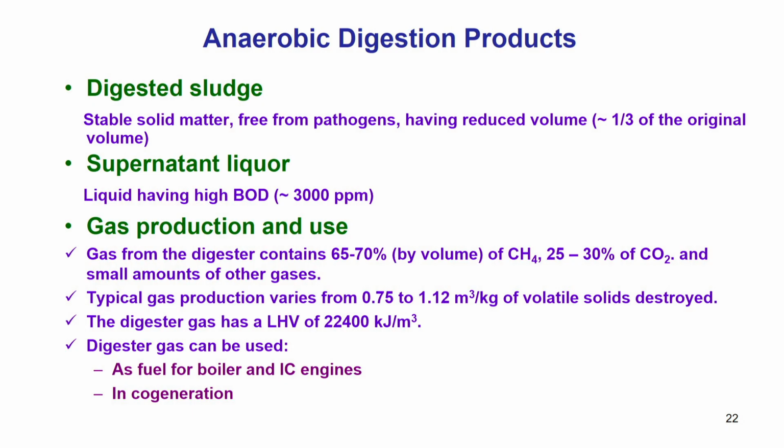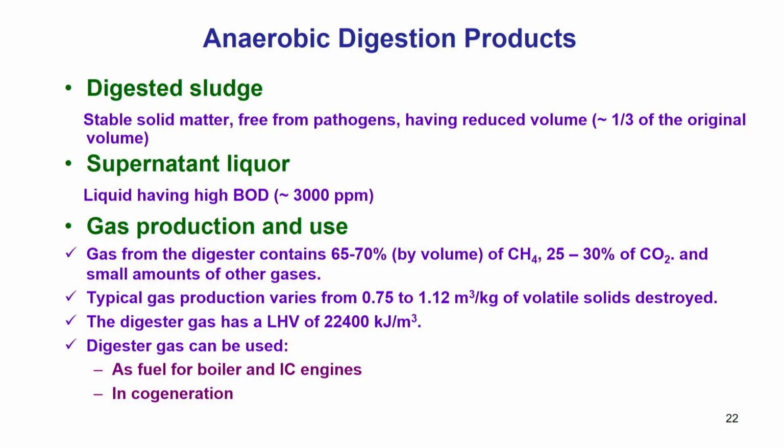Now the digested sludge is stable organic matter free from pathogens, with reduced volume, approximately 1/3 of the original. The supernatant liquor may have high BOD, still around 3000 milligram per liter, and the major product is biogas, which is coming from this. It contains mainly methane, 65 to 70%, and 25 to 30% CO2 is produced, and some trace gases may also be produced.